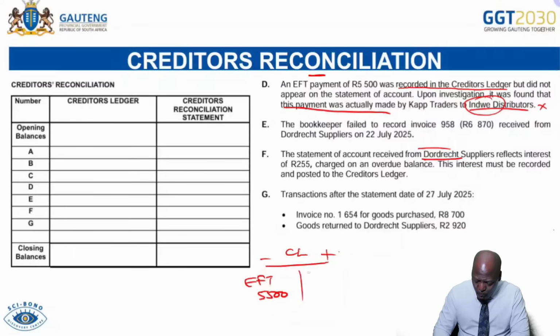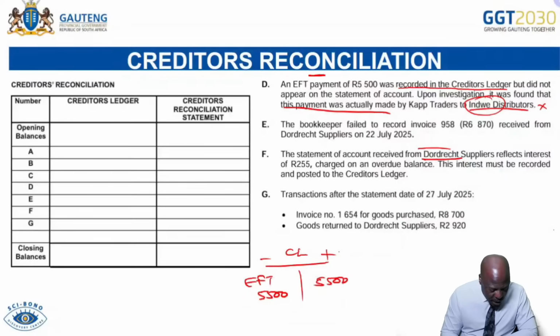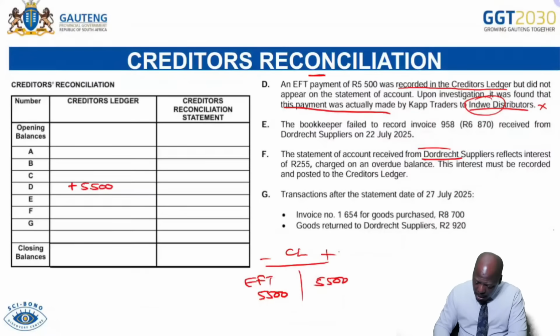So what we then do, we need to come and cancel that amount. So you're going to bring it to the plus. You're going to say plus 5.5 so that we can cancel that error. So we're going to come to information D, then we're going to say plus 5,500 over there like that. Let's go to E.